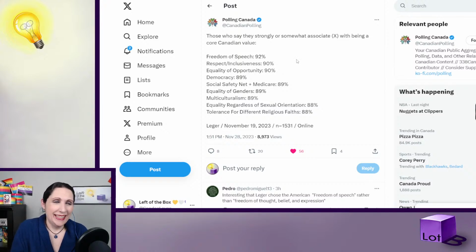Something like that. 90%. A lot of people, huh? Equality of opportunity, 90%. Democracy, 89%. Sorry. I just laugh at that because it's like Justin became leader with under 40% of the popular vote. Social safety net and Medicare, 89%.